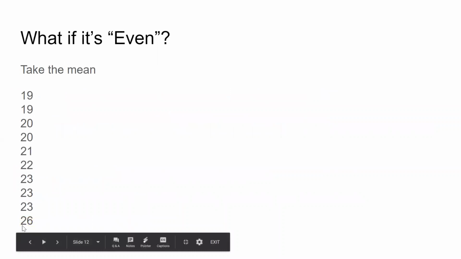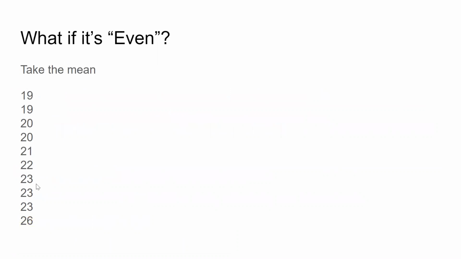Now, what if there are even numbers here? You literally figure out which one is the middle number here by crossing them out and figuring that out. But if it's even, you would take the mean between the two middle numbers.